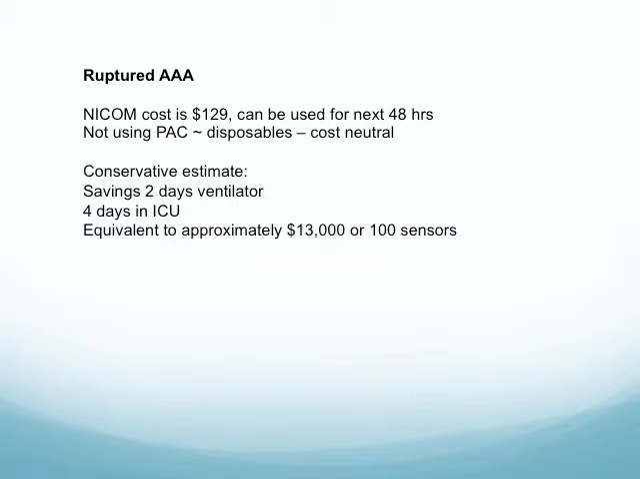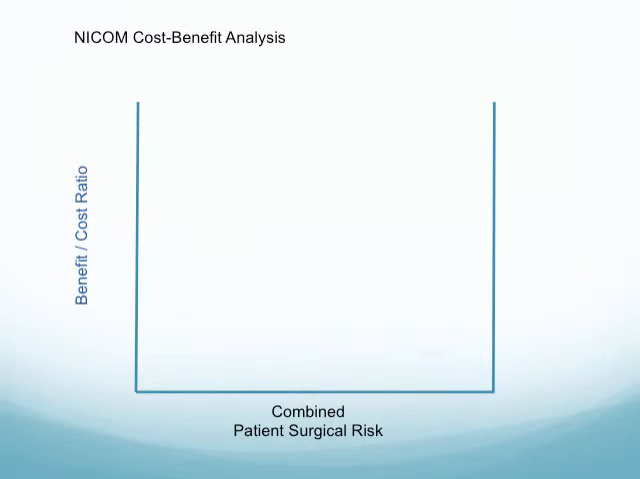In a theoretical conservative estimate, if we save 2 days of mechanical ventilation and 4 days in the ICU, this would translate to a savings of about $13,000, or the equivalent of 100 NICOM sensors. So when we look at new technology, let's plot the cost-benefit ratio on the y-axis and the patient surgical risk on the x-axis, with the y-axis ranging from no benefit to beneficial and the x-axis ranging from low risk to high risk. When the benefit of new technology offsets its associated cost, the benefit-cost ratio is 1 or neutral.